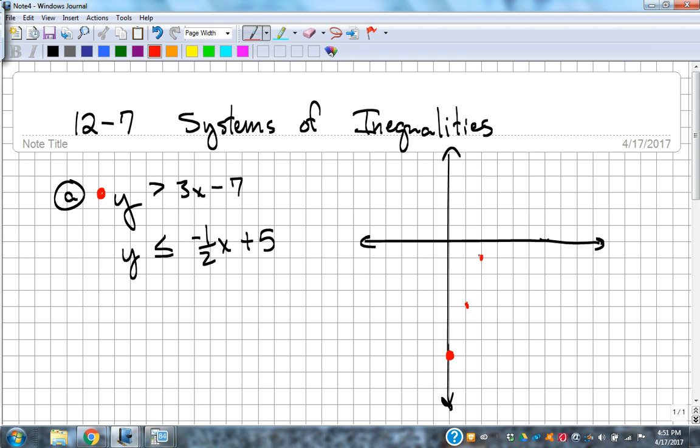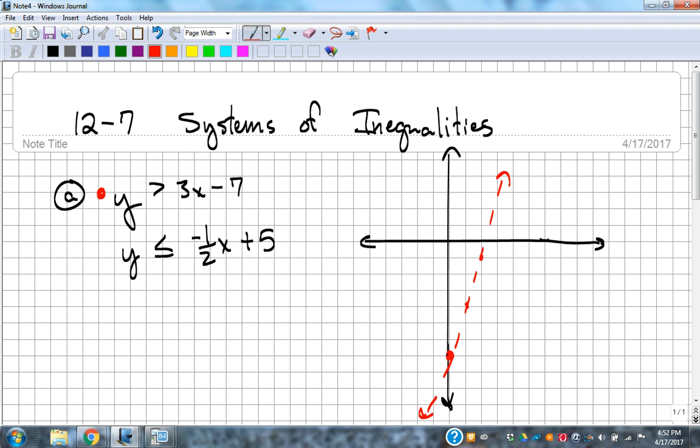It's just a greater than symbol, so that means it's a dotted line. That a lot of times was the difference in the right answer and the wrong answer. One was a dotted line, one was a solid line. So you got to be careful of that. And then the shading that happens with inequalities. We got to decide which side of that to shade.